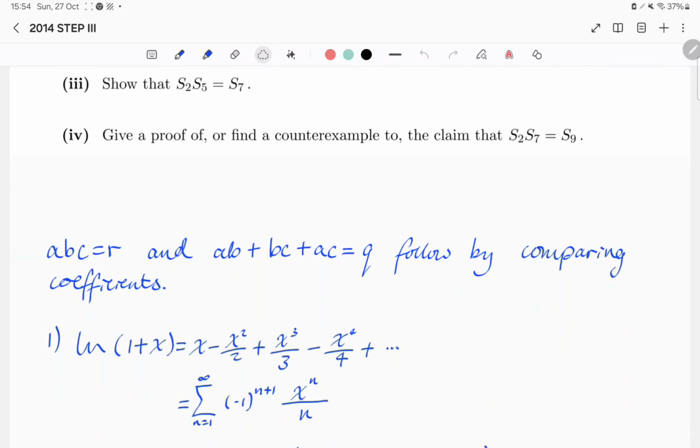Here, we need to remember the Maclaurin series expansion for ln(1 plus x), which is x minus x squared over 2 plus x cubed over 3 minus x to the 4 over 4, etc. This is equivalent to the sum between n equals 1 and infinity of (-1)^(n+1) multiplied by x to the n over n.